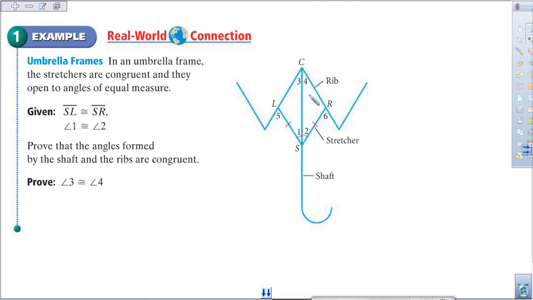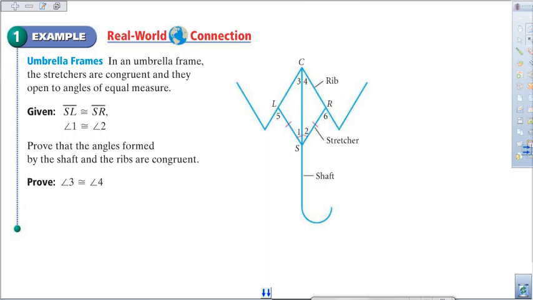So here is the shaft. There it tells you, this is the shaft, and this is a rib. So what we want to prove is that angle 3 is congruent to angle 4. Notice we have no information on these angles. What we have is information on this and this and this. Okay, now do you see the triangles that we are going to work with? We're going to be working with this triangle and this triangle.